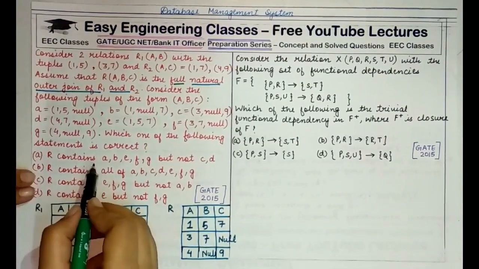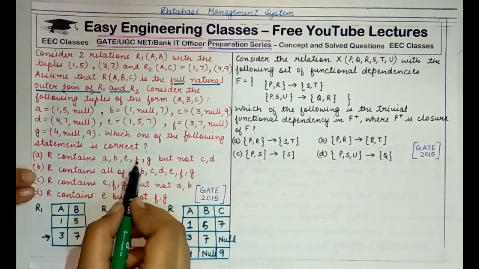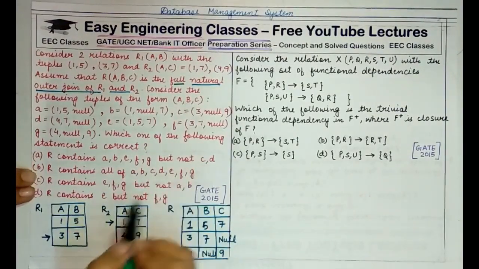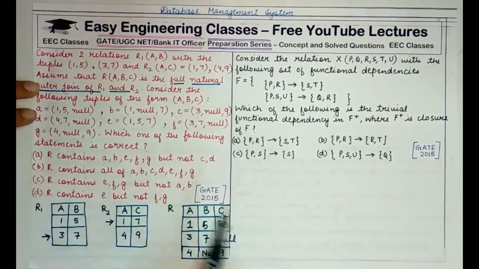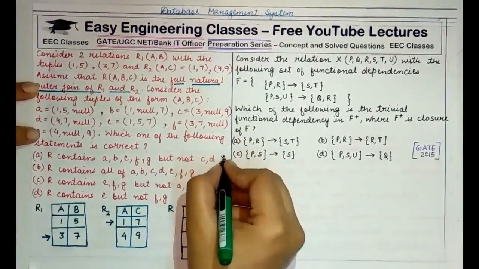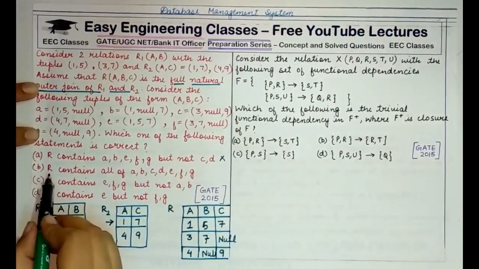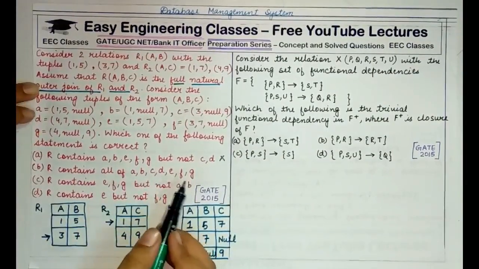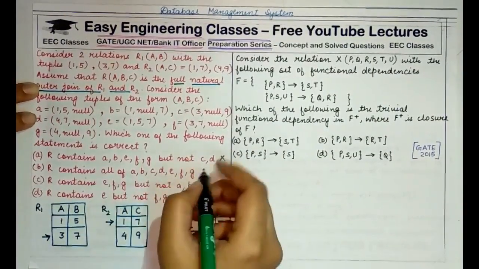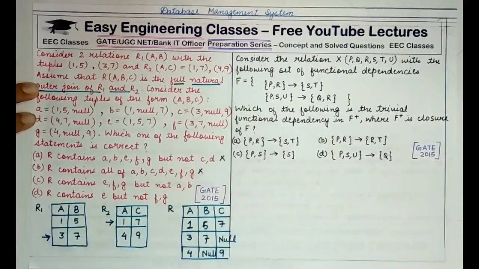So R contains A, B, E, F, G but not C and D. So let's see what is A. A is 1, 5 and null. Does R contain 1, 5 and null? No. So this statement is clearly not acceptable. R contains all of A, B, C, D, E, F, G. No, since R does not contain A, so this statement is also not correct.